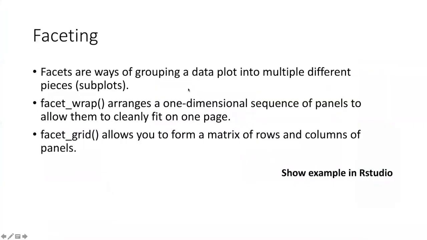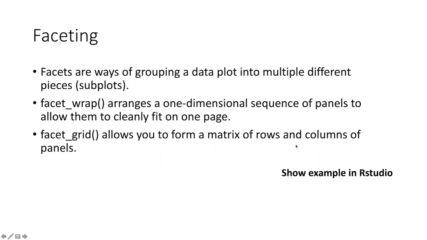Next, let's talk about faceting, because it's also pretty commonly used. Let's say in that example, I have dots for different species, right? It's kind of complicated to put them all in one plot. I want different subplots, with each subplot containing only one species. You can use facets. That's a way of splitting a plot into multiple pieces or subplots. There are two main functions you can use. There's facet_wrap, which arranges a one-dimensional sequence of panels to clearly fit on one page. Or you can use facet_grid, which allows you to form a matrix of rows and columns of panels.